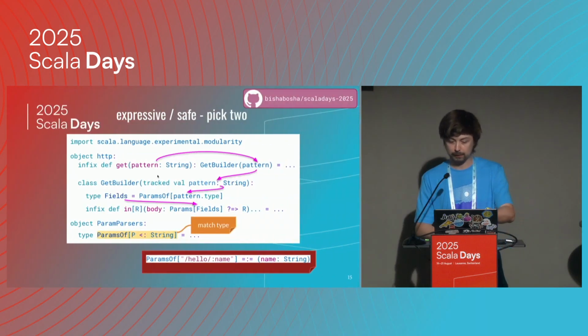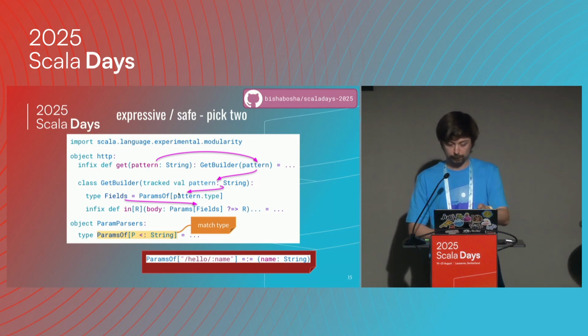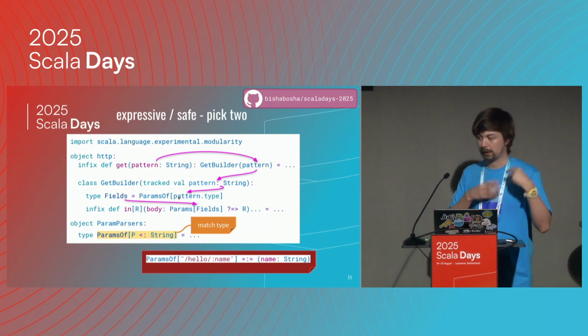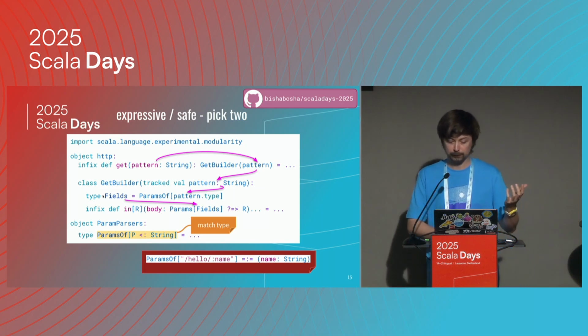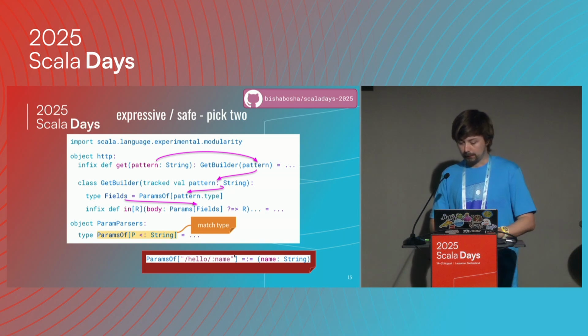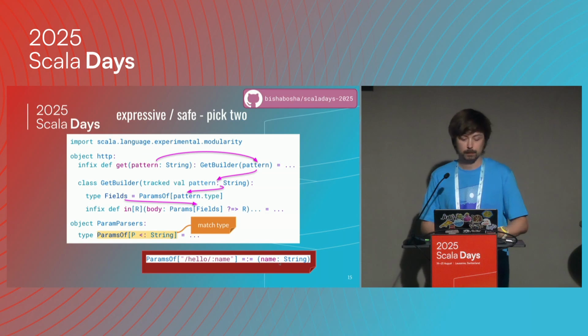Basically this tracked parameter is preserving the singleton type of this pattern all the way through. Then we pass the singleton type of this pattern to the params of type, which is this match type that's going to extract the named tuple of fields that then gets passed on to in, as I said. And this is how it evaluates. So if I pass in that name root, then you're going to get the named tuple pattern.